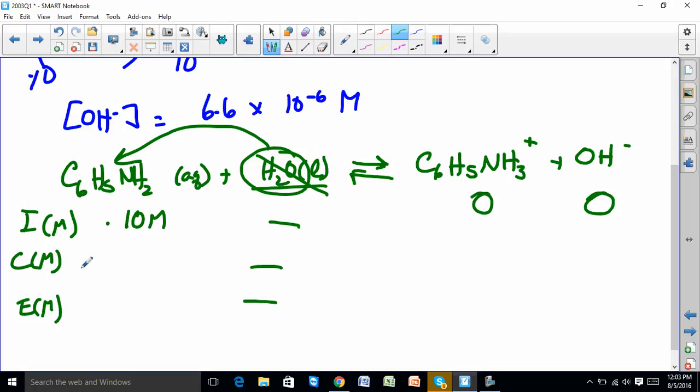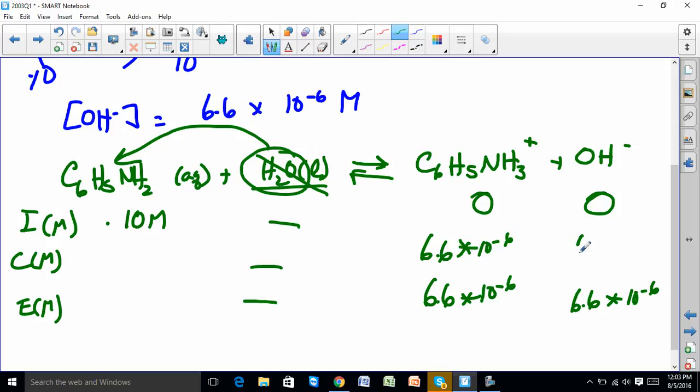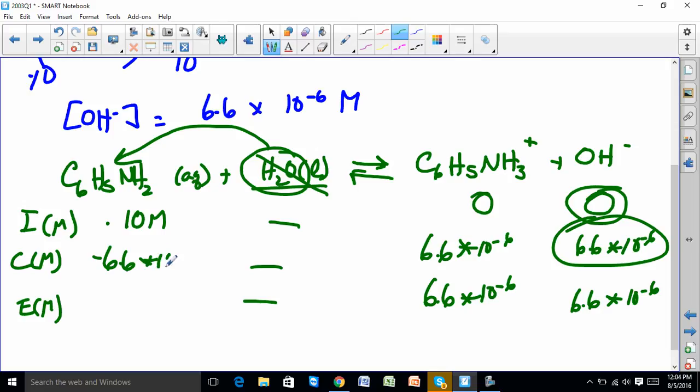Now, I'm just going to do this. We know that this is 6.6 times 10 to the negative 6. And so this has to be 6.6 times 10 to the negative 6 as well. Remember, you get the equilibrium row by adding 0 and 6.6 times 10 to the negative 6. And then this has to be negative 6.6 times 10 to the negative 6.